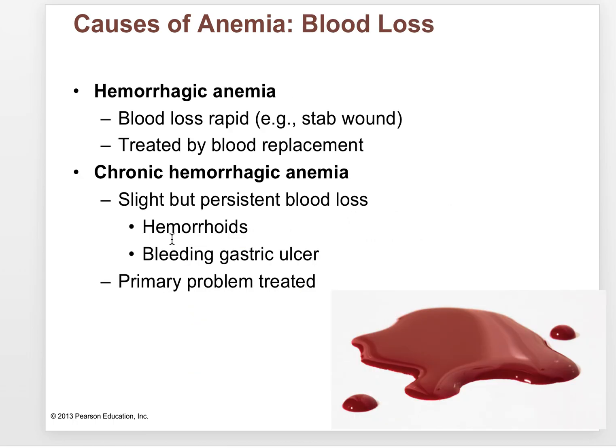In blood loss, you see this in hemorrhagic anemia, such as blood loss from a stab or from a wound. This is treated by blood replacement. Chronic hemorrhagic anemia, you see that with a chronic source of bleeding, like from hemorrhoids or bleeding ulcers.